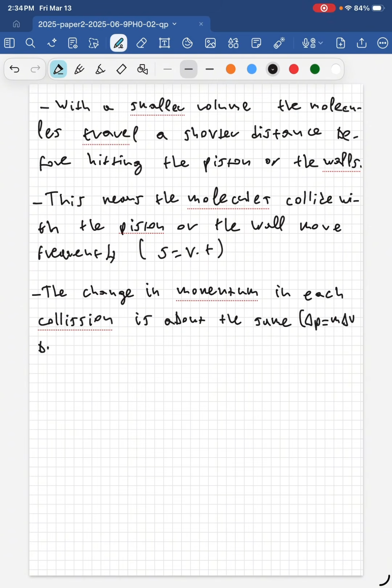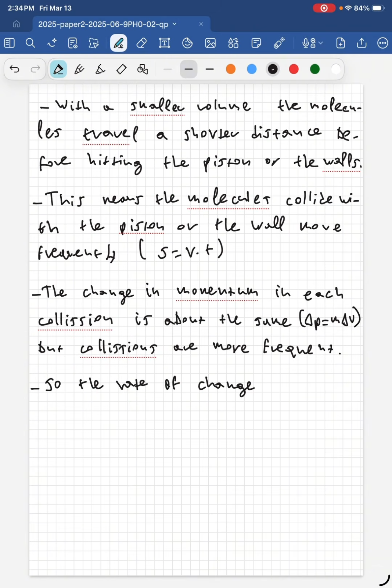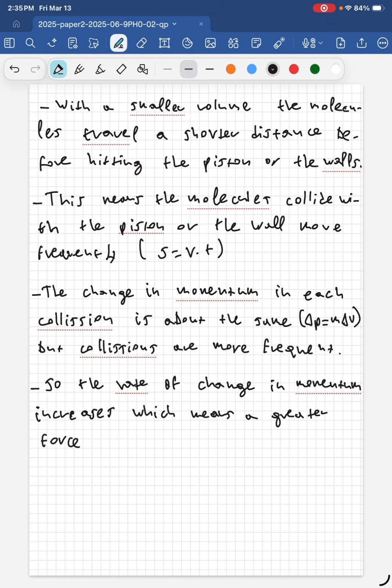But collisions are more frequent. So the rate of change in momentum increases, which means a greater force is exerted on the walls and pistons.